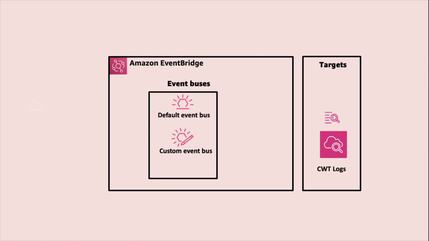So we have to create a CloudWatch log group, and then we also need to create a resource policy. This is extremely important. Without a resource based policy on the CloudWatch Logs, we will not be able to send any event data to the CloudWatch Logs. So this is important to keep in mind. We will see how to create that also in the lab.